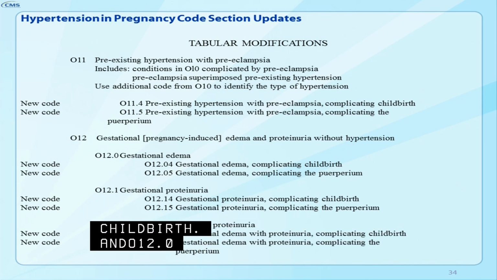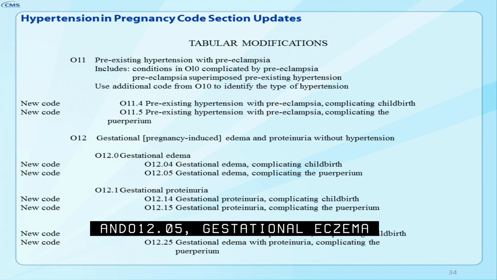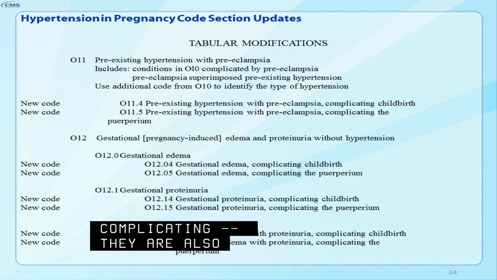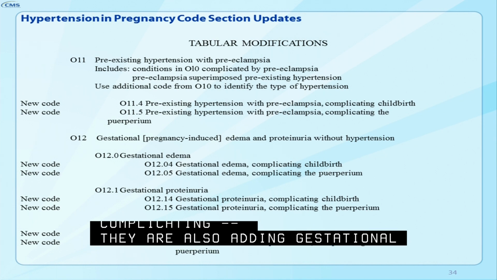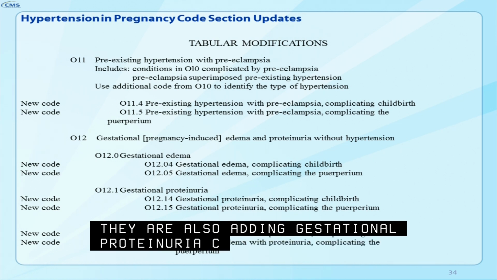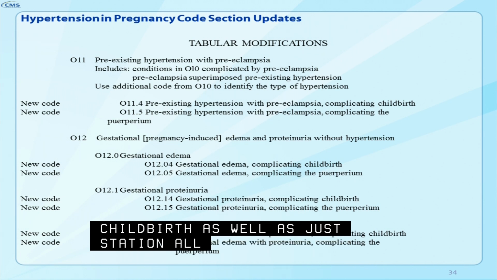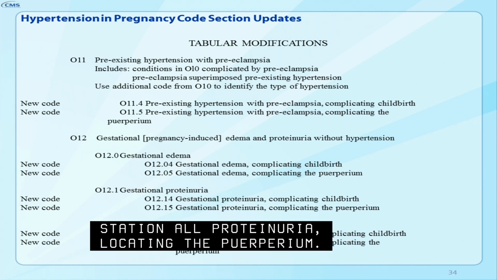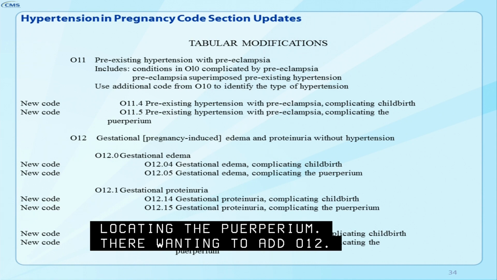At O12.1, gestational proteinuria, they are also adding O12.14, gestational proteinuria complicating childbirth, as well as O12.15, gestational proteinuria complicating the puerperium. At O12.2, gestational edema with proteinuria, they are wanting to add O12.24, gestational edema with proteinuria complicating childbirth, and O12.25, gestational edema with proteinuria complicating the puerperium.